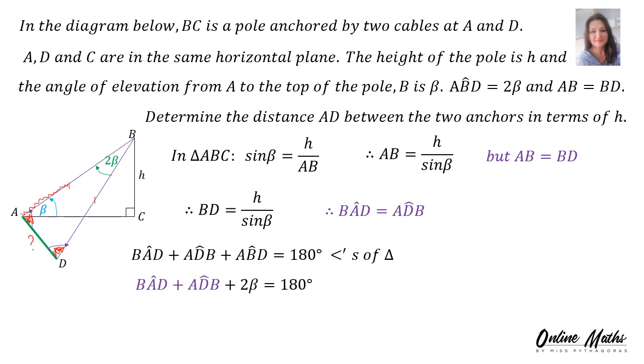Then we can substitute in ABD's place 2 beta, because it was given that it's 2 beta. Then angle BAD and ADB, they are equal. So we can write that as twice angle BAD is equal to 180, and the 2 beta can walk across, minus 2 beta. And then we can divide right through by 2, and we end with angle BAD is equal to 90 degrees minus beta.